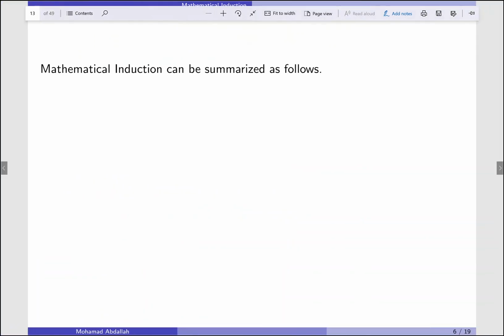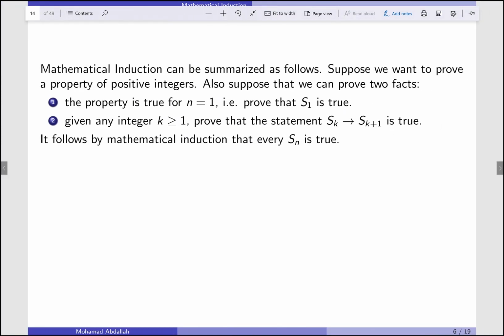Before giving an example, to illustrate this idea, I'm going to show you the steps that we will follow. We're going to have a statement that we want to show. We're going to call this statement S of n or P of n or whatever you want. Then we're going to do two things. We're going to prove that S1 is true, and usually this is very simple.